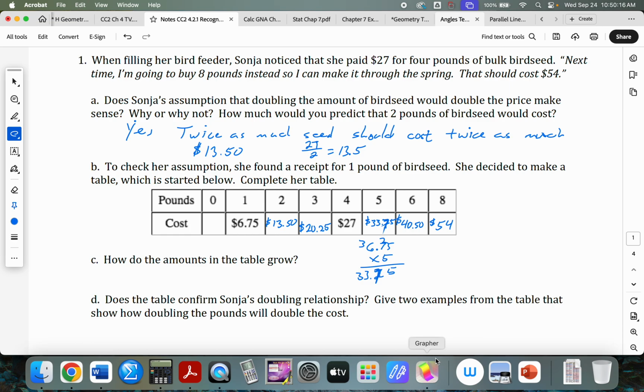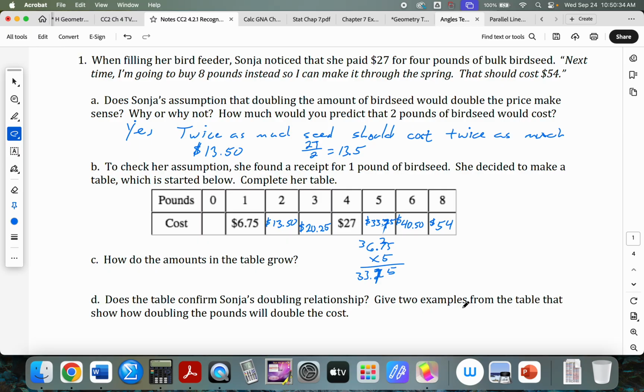Or, what's another way you could do it by multiplying? Yes? 6.75 times 6. Yeah, you could do 6.75 times 6. All of those will work just fine. I think doubling the 20.25 is the easiest thing to do.